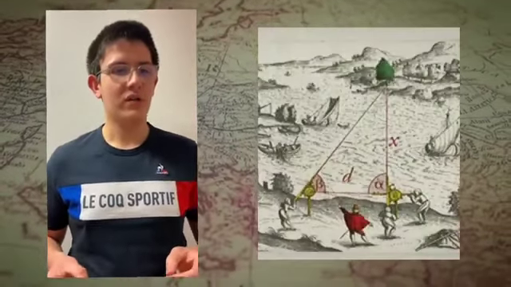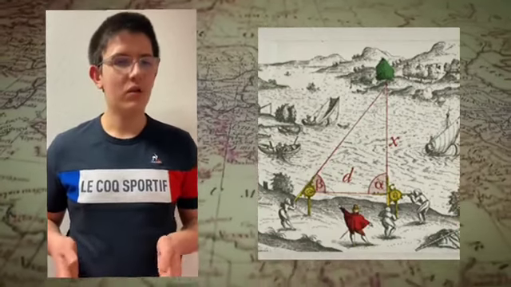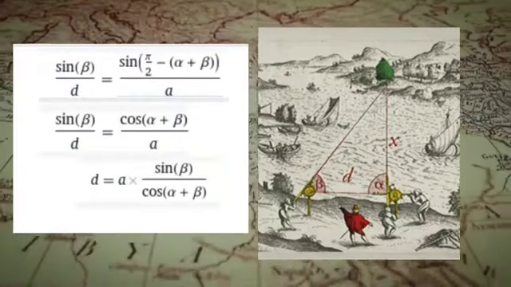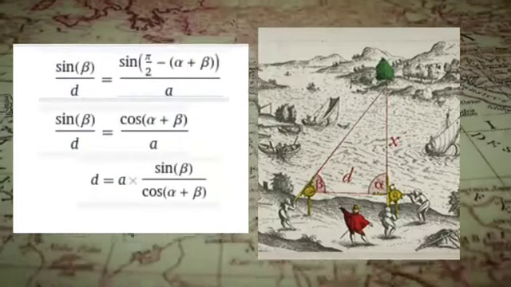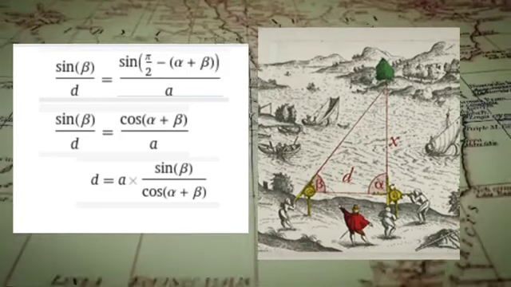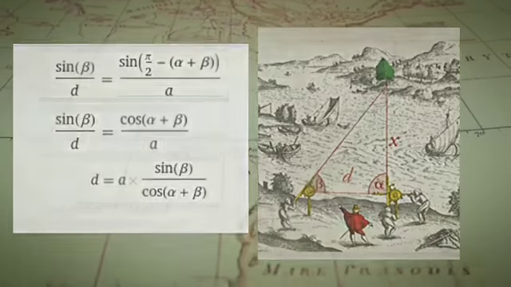The use of the sine formula allowed Cassini to determine the distance d. d is equal to a times sine beta divided by cosine alpha plus beta.